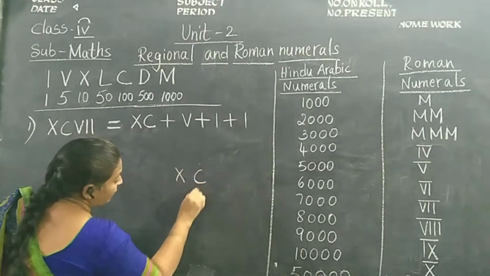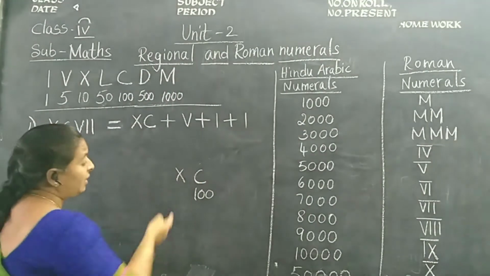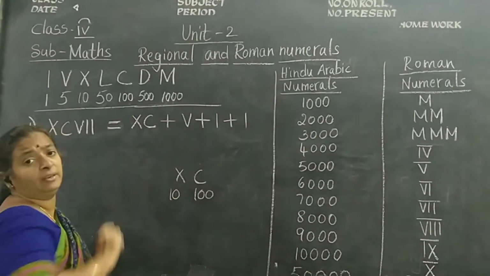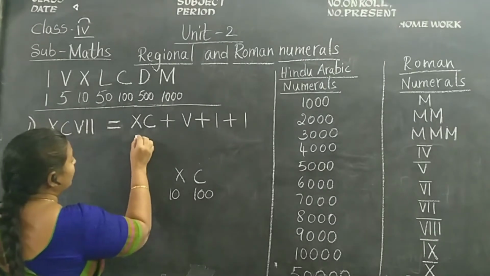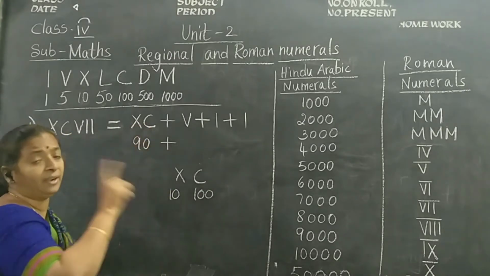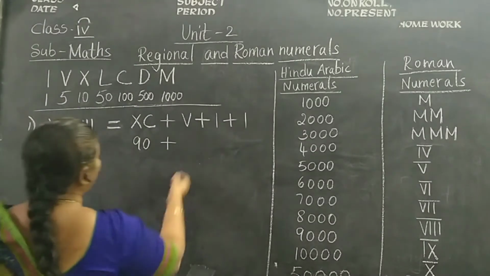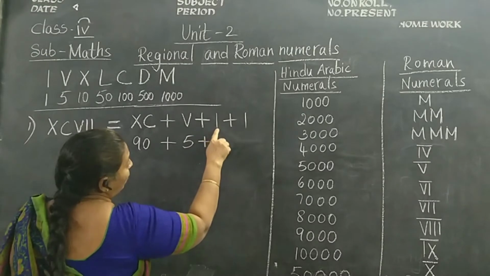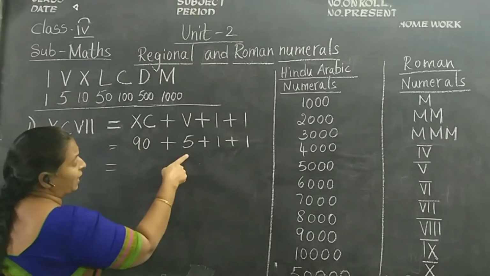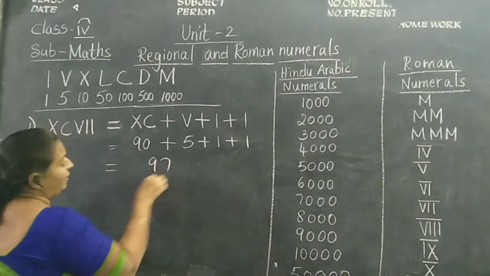The X value is 10 and the C value is 100, and X is placed on the left side of the C, so we should subtract 10 from 100. So the value is 90. Then what is the value of V? 5, and I is 1 plus 1. What is the total? 90 plus 5 is 95, 95 plus 1 is 96, and adding 1, 97.